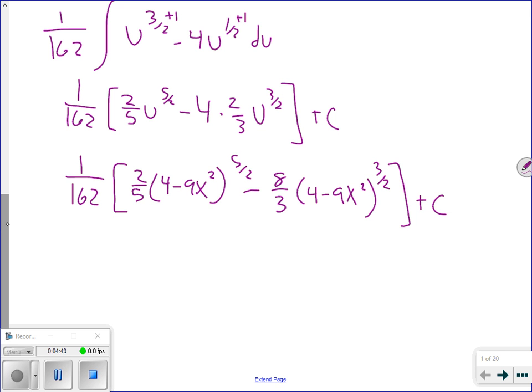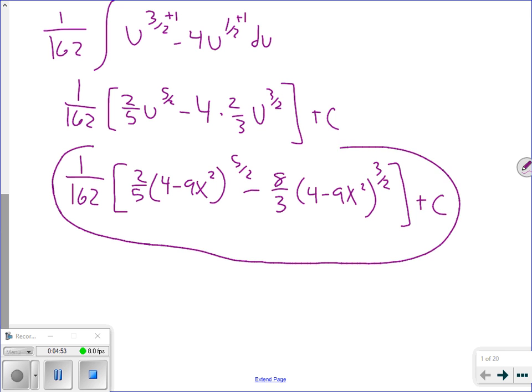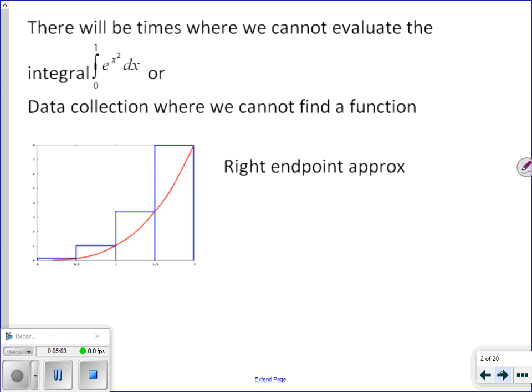Boom. So that was just another example of doing u sub with manipulating the u equation at the beginning to substitute out all the x's. All right, now let's move on to the trapezoidal approximation. It's our lesson for today. Here we go.